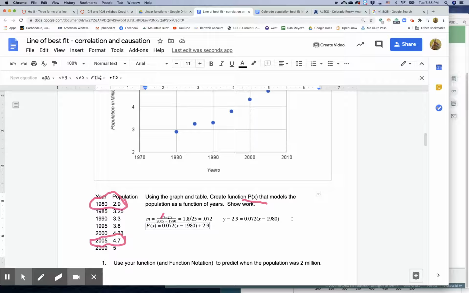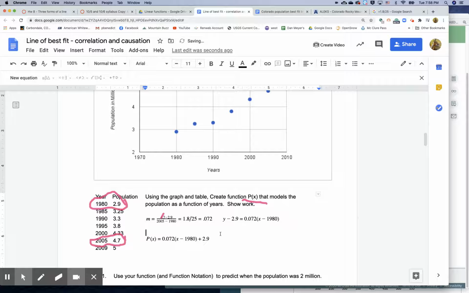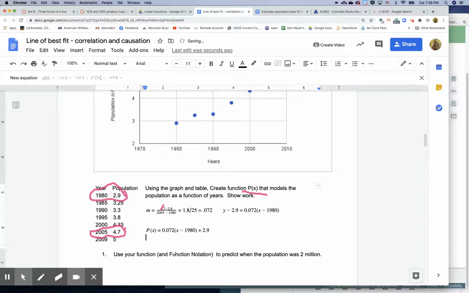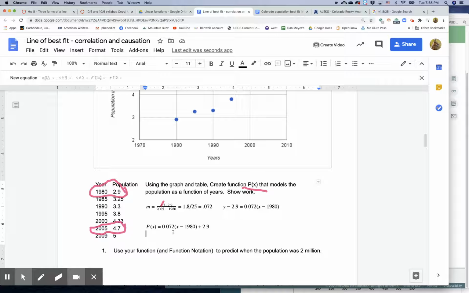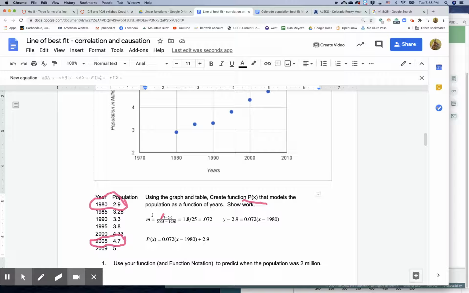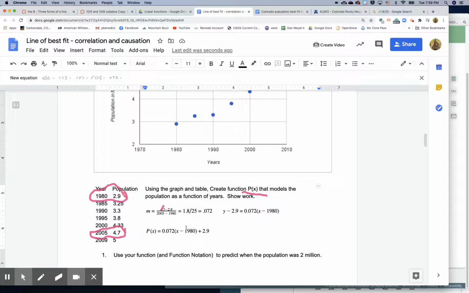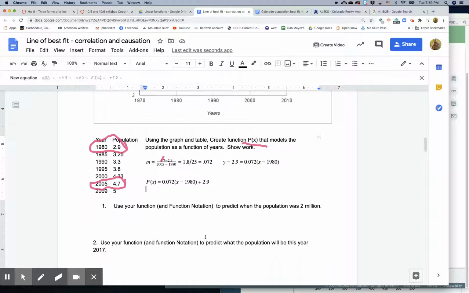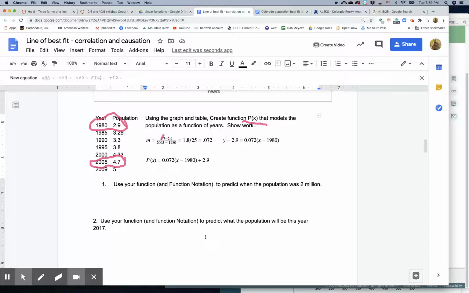So now I have my function, which models the population growth in millions of people, right? So in other words, every year, 0.072 million people move to Colorado, or the population increases by that much. And in 1980, there were 2.9 million people here in Colorado. So now I'm going to use my function to predict when the population was 2 million.